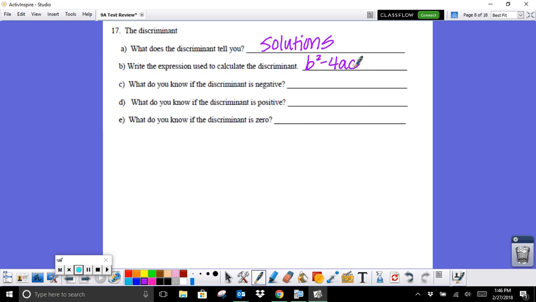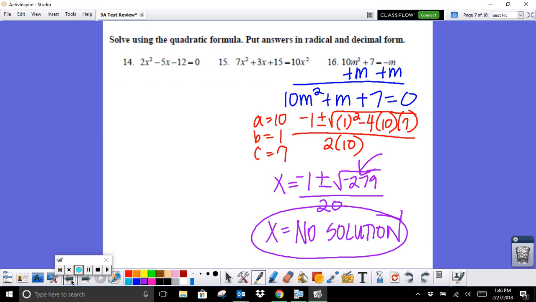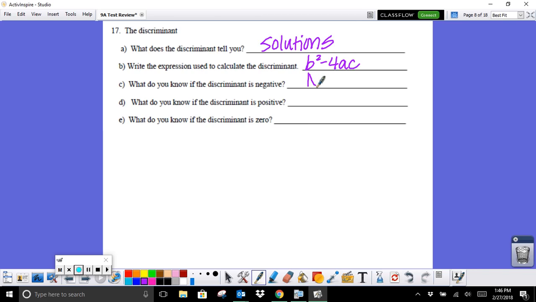What do you know if the discriminant is negative? Well, let's think about that. Look on this last problem. Our discriminant on this last problem would have been negative. And what was our answer? Our answer was no solution. So if it's negative, it's no solution. That's because you can't take the square root of a negative number.